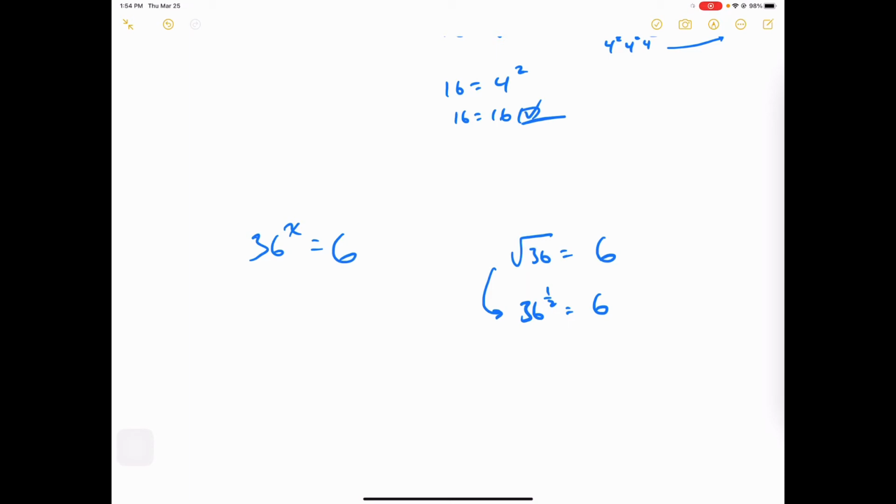But how would we have known that besides knowing this? So let's go ahead and rewrite this. Can I make 36 into the same base as over here? In this case, yes, I could make 36 into 6 squared to the x equals 6. That's 6 to the 2x. 6 to the 1 power. And 2x is equal to 1. Solving for x, divide both sides by 2. X equals 1/2. And that gives us the same answer we were hoping to get the other way.